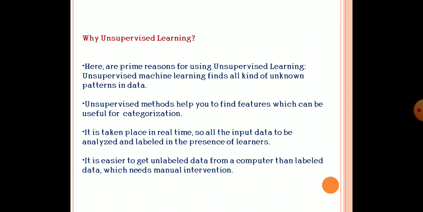Why unsupervised learning? Here are the prime reasons for using unsupervised learning. Unsupervised machine learning finds all kinds of unknown patterns in data. The unsupervised method helps to find features which can be useful for categorization. It takes place in real time, so all the input is analyzed and labeled in the presence of learners. It is easier to get unlabeled data from a computer than labeled data, which needs manual intervention.